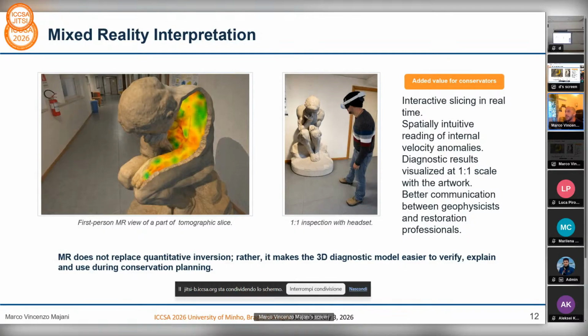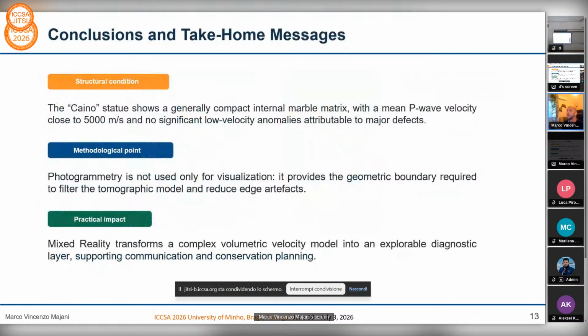In mixed reality, the user can inspect the diagnostic model at 1:1 scale, using interactive slicing to explore internal sections of the statue in real time. The mixed reality environment supports communication between geophysicists, restorers, museum staff, and decision makers. To conclude, I would summarize the work in three main messages.